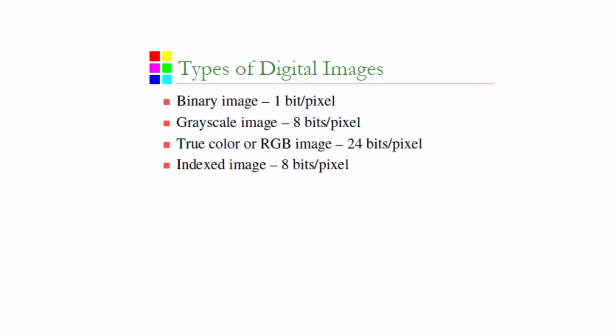So, types of digital image. Binary image is 1 bit per pixel, grayscale image is 8 bits per pixel, true color or the RGB image is 24 bits per pixel, and for the index image it is 8 bits per pixel. So this is the case.